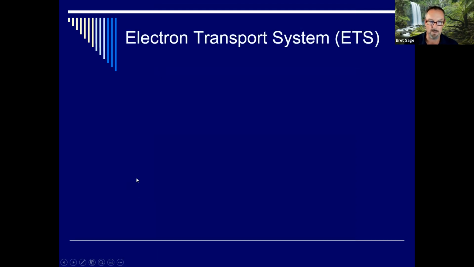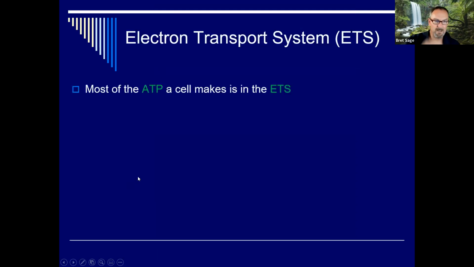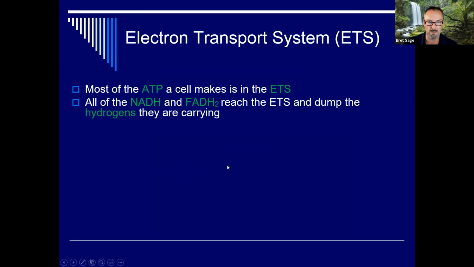Okay, so now we're to the last process. This is called electron transport. Most of the ATP a cell makes is in the ETS, so very little has been made so far. What we're trying to do is get all these molecules that we've been making to the end so they can make lots of ATP. All the NADH and FADH2 reach the ETS and dump the hydrogens that they are carrying. In addition to dumping hydrogens, they're also dumping electrons that have a lot of energy. And we'll be talking about what happens to these electrons and how that powers the system.